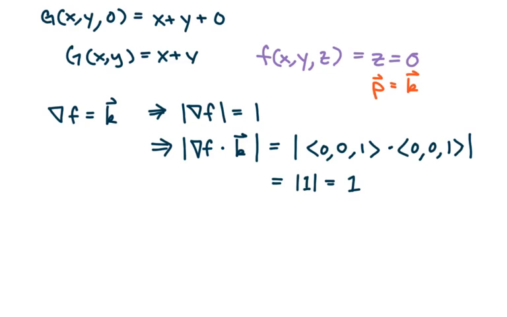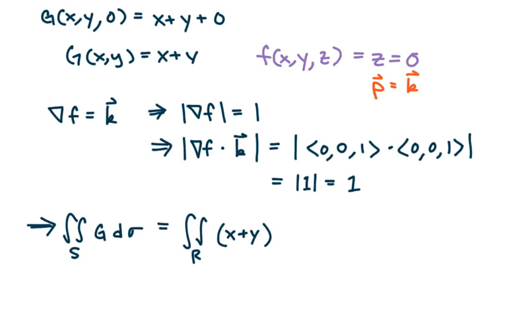So by definition here, my integral, the double integral of the surface of g, and then my surface area differential, that's the same as the double integral over R. G in this case is just x plus y. And my d sigma, that is going to be just the magnitude of gradient f divided by the magnitude of gradient f dotted with k, so 1 over 1. And then dA, or dx dy. So we just have 1 dx dy.